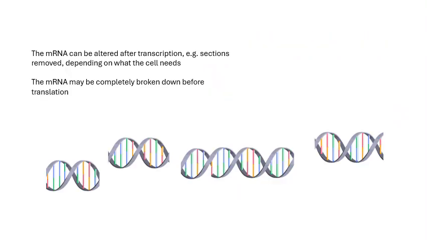Now, the mRNA can be altered after transcription, and bits and pieces of it can be removed depending on what the cell needs, or it can be completely broken down. Clever proteins can attach to different sections of it, and they can remove sections, or they can just break it down completely.